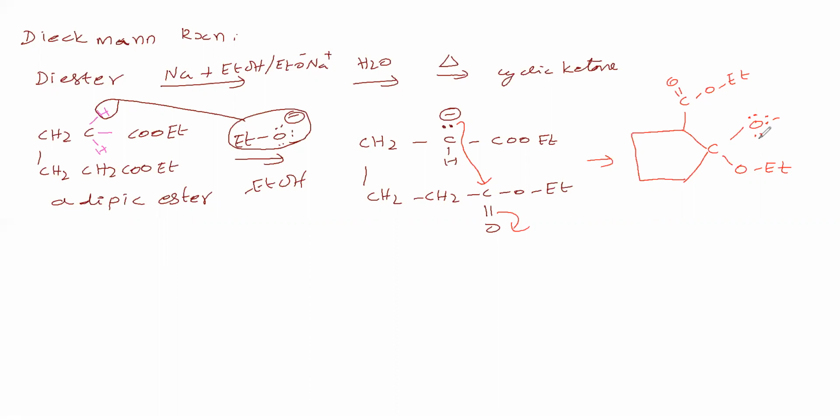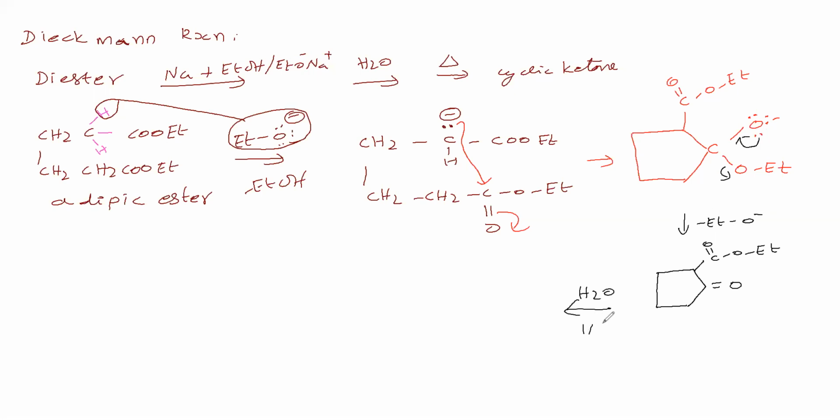Next step, what happens is this lone pair is making a pi bond. This bond is leaving, so EtO minus is leaving. We will get here a double bond O, and here COOEt. COOEt we got. Next, we will take this for hydrolysis.